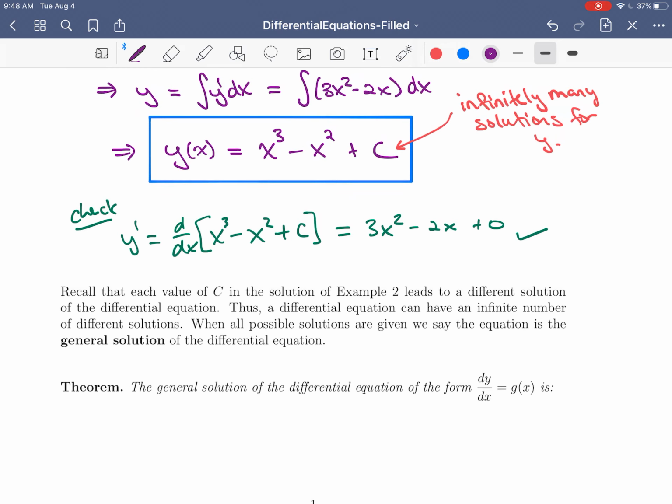So we already saw that each value of c in the solution, and in all the other ones we did, gives a different solution. So our differential equation has infinitely many solutions. When we include the plus c, we call it the general solution. That gives all possible solutions to our differential equation. So when we have all possible solutions, that's when we have the general solution.